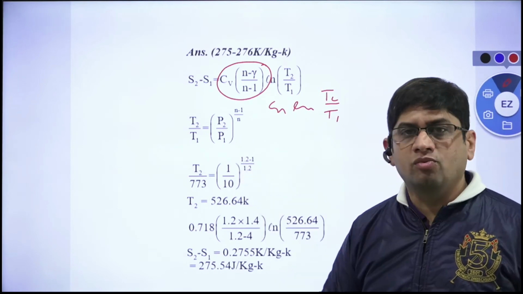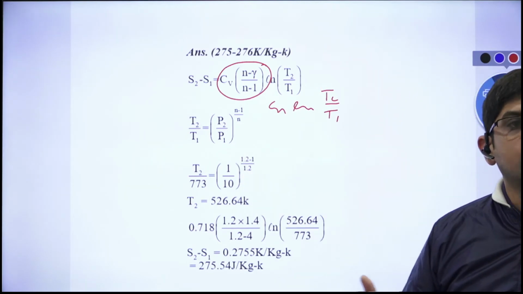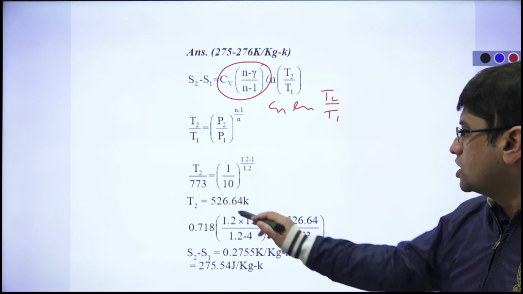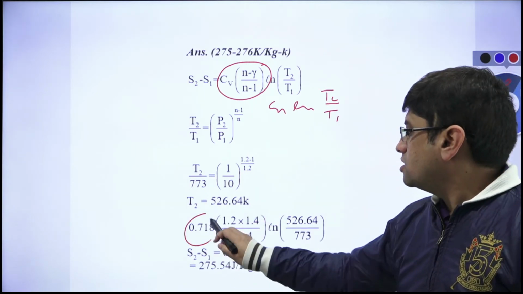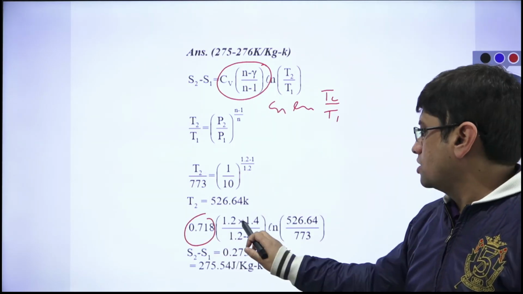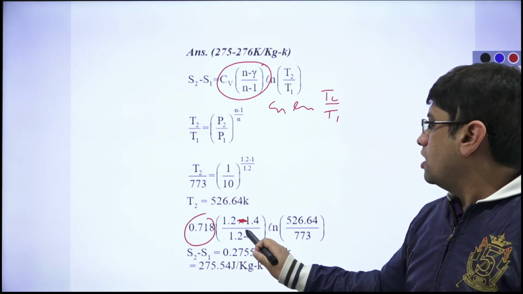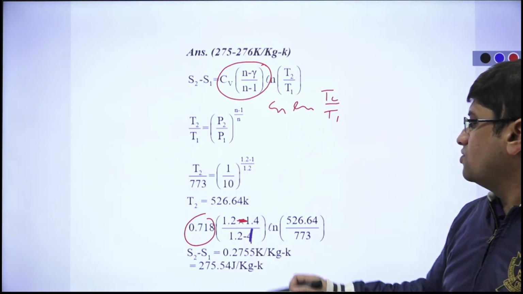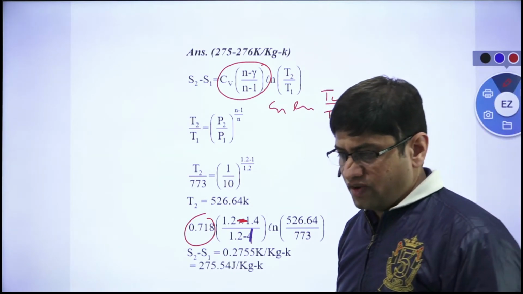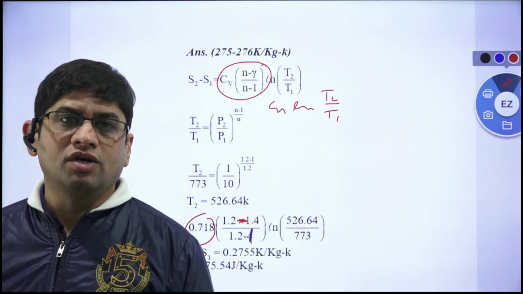So how to find out now T2? As I told you, this is a formula. T raised to power n over P raised to power n minus 1 is equal to constant. So T2 will be obtained. This is Cv. This is now n minus gamma over n minus 1. Just see what is the value coming. And when you put this in the formula, you should get the right answer.